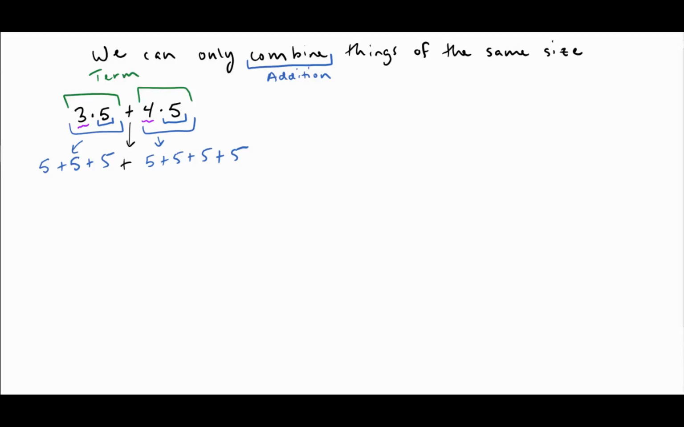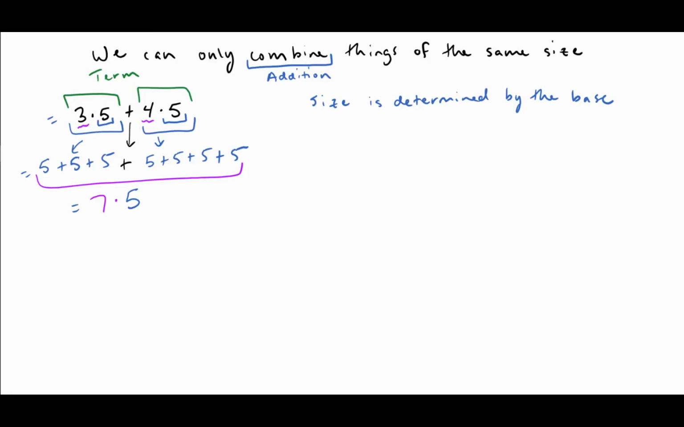And since all of this is addition, I can just count them up. And of course, you probably already know that I have 7 total 5s here, so it's just really 7 times 5. And all of these things are equal to each other. And that's the basis of multiplication and how it relates to addition. So the key here is we have to have the same size things, and the size is determined by the base. So let's look at an example where we have two different bases.